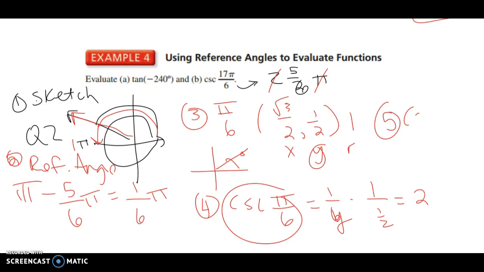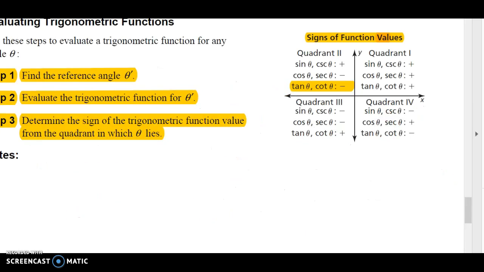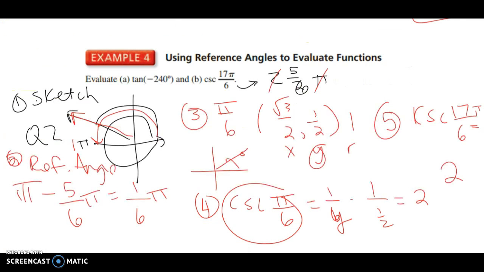Now that's the cosecant of pi over 6. We want the cosecant of 17 pi over 6. So cosecant of 17 pi over 6 will be 2, but we need to check the sign. So refer to your chart. Because we're in quadrant 2, we are going to look at the cosecant in quadrant 2, and that's positive. So going back to our answer, it is going to be positive 2.